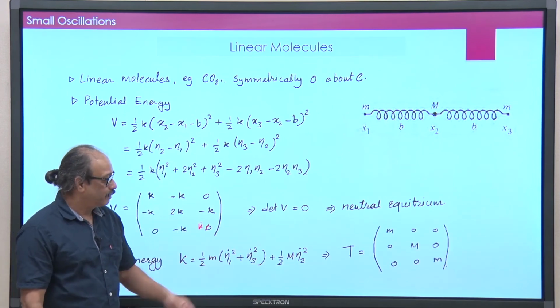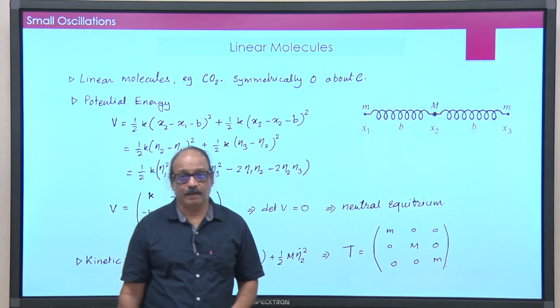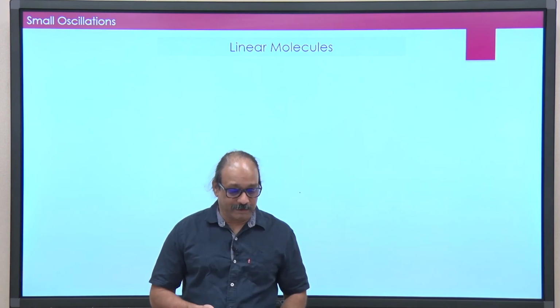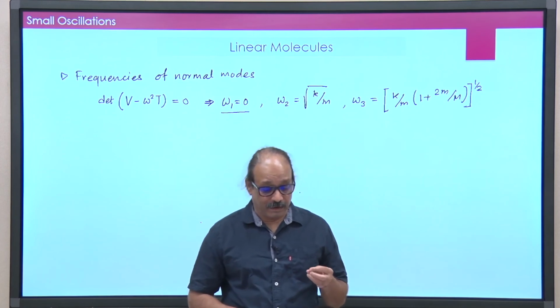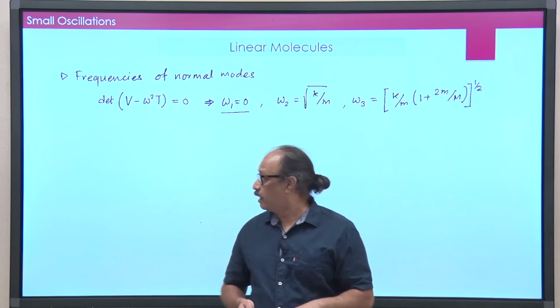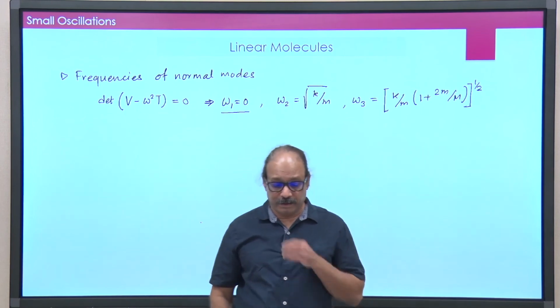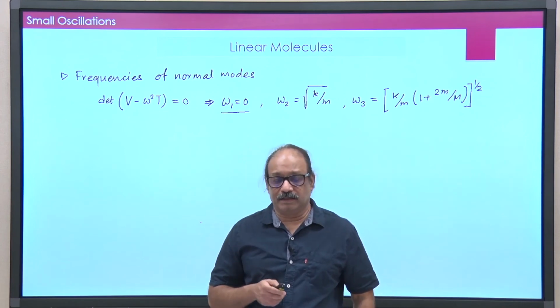This of course will look like M capital M small m. It is a diagonal matrix. All right. So, let us go ahead and start calculating the eigen frequencies. So, the frequencies of the normal modes will be, I have to solve this polynomial equation in omega square. It is a cubic polynomial, but the solutions are straightforward.